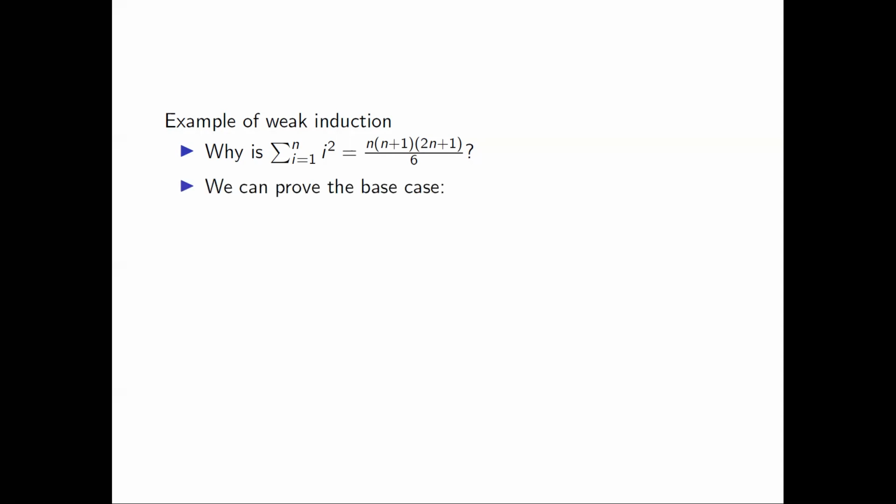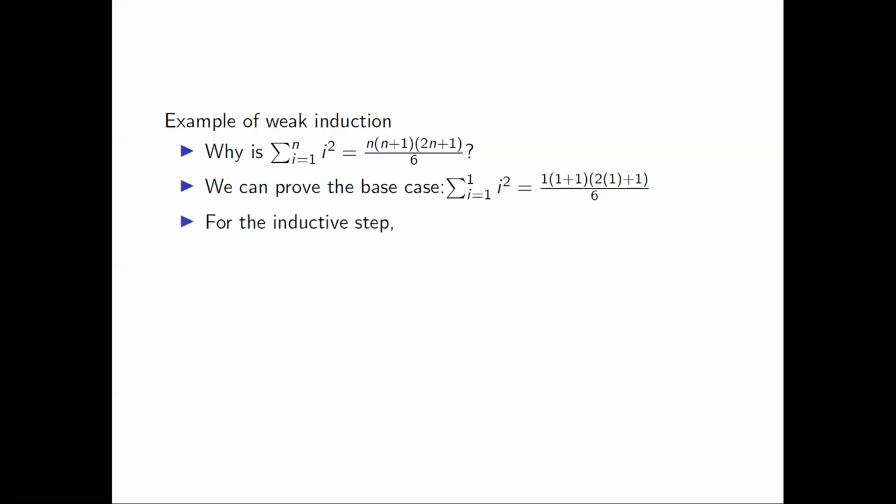First, we'll prove a base case. Base case is just the sum from i equals 1 to 1 of i squared. And this is equal to 1. And 1 is equal to 1 times 1 plus 1 times the quantity 2 times 1 plus 1, all over 6. So since those quantities are all equal to 1, we have the base case.